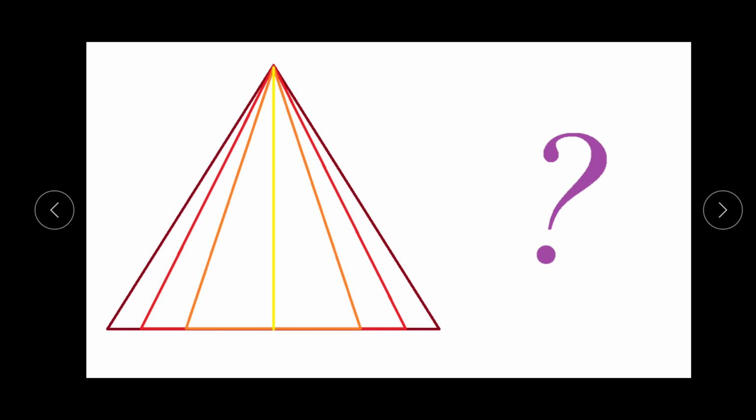Now how can we find these triangles in this figure? How many triangles can be in this? 11, 12, 13. How many triangles? When you know about this, you will be shocked.